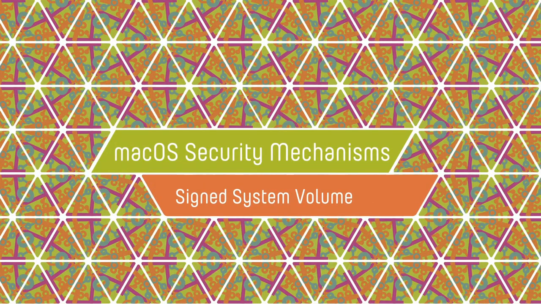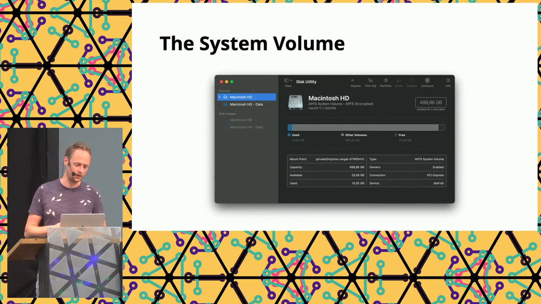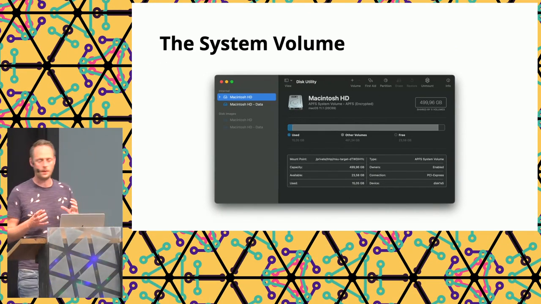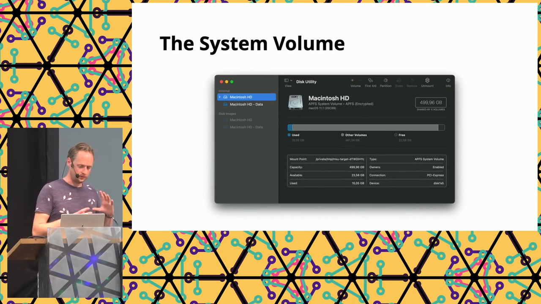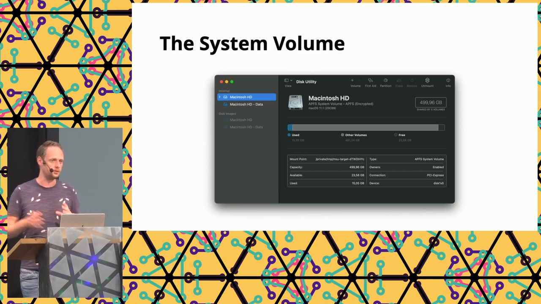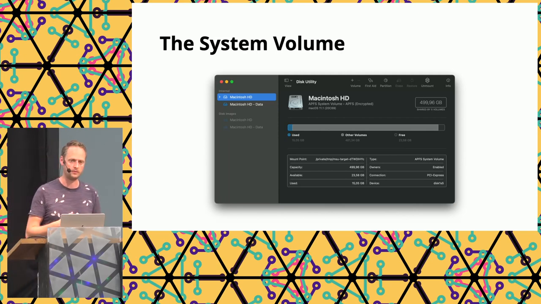So another security feature is signed system volume. Your system volume is the volume where all the applications or the macOS installation is stored. This is different than what it used to be. Typically, you would have one partition which would contain both the operating system and all user files. Well, now that's different. Those have been split. You now have a system volume which will contain all the macOS installation files, and you have your data container which will contain all user files.